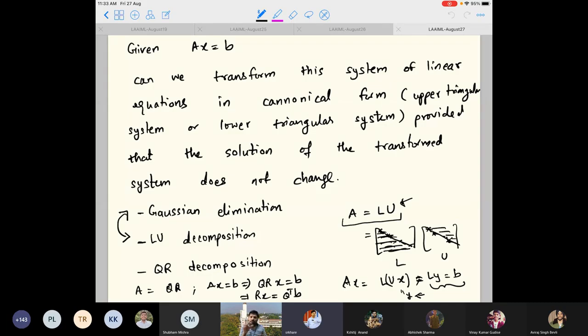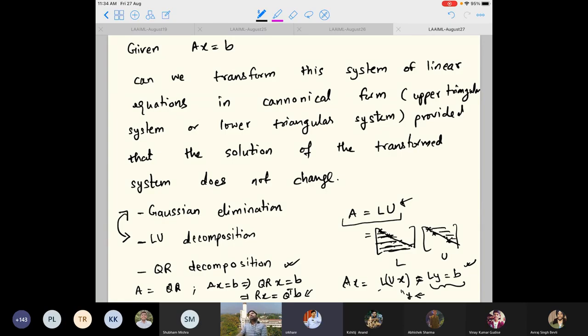What is the key statement? You have to transform AX equals B into an equivalent canonical system. Equivalent meaning an equivalent system of linear equations whose solution will be the same as AX equals B. So here you saw, right? You solved two systems of equations. Here also you solve this. Instead of AX equals B, you will solve RX equals Q transpose B. So RX equals Q transpose B basically is the equivalent transformed system, right?